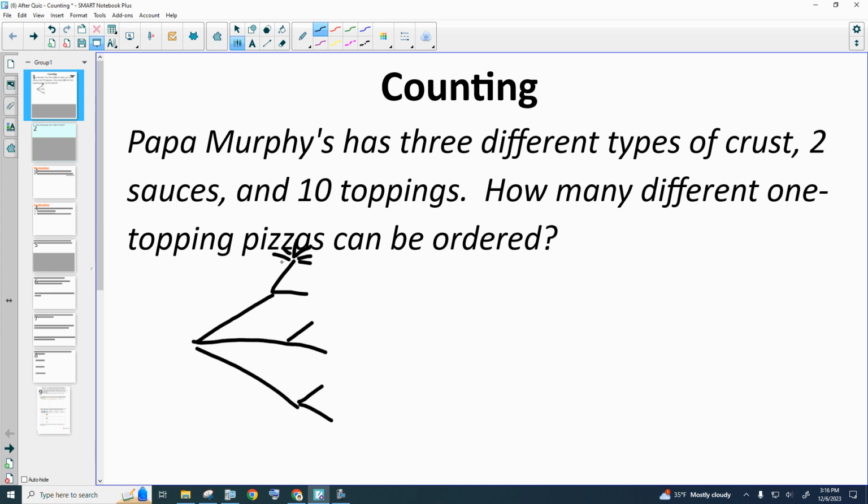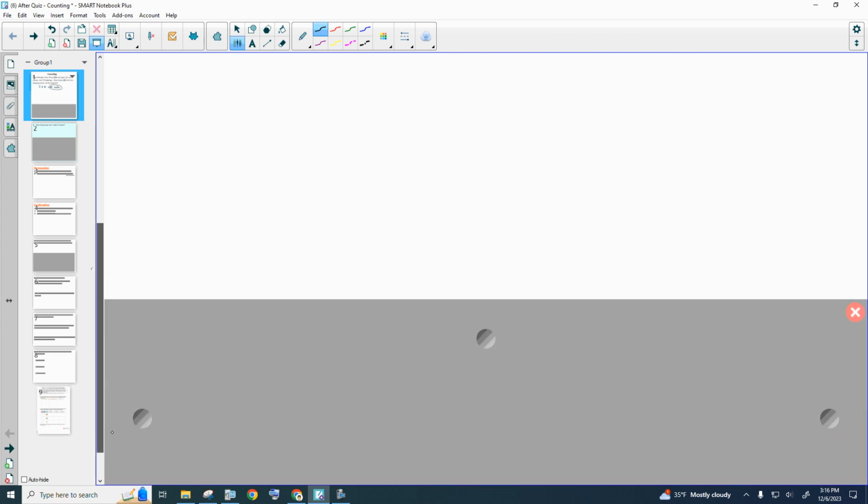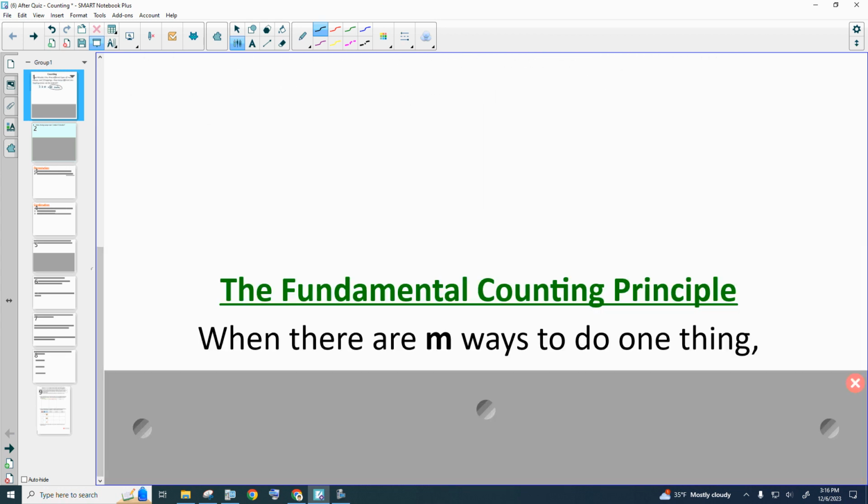But ultimately, to find how many total, I could just take, there's 3 crusts, 2 sauces, and 10 toppings, and that gets me 60 total combos of pizza. And that's our basic fundamental idea of counting.